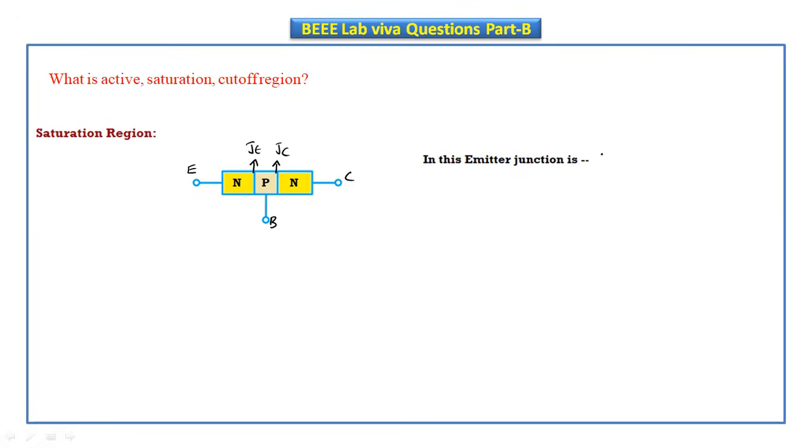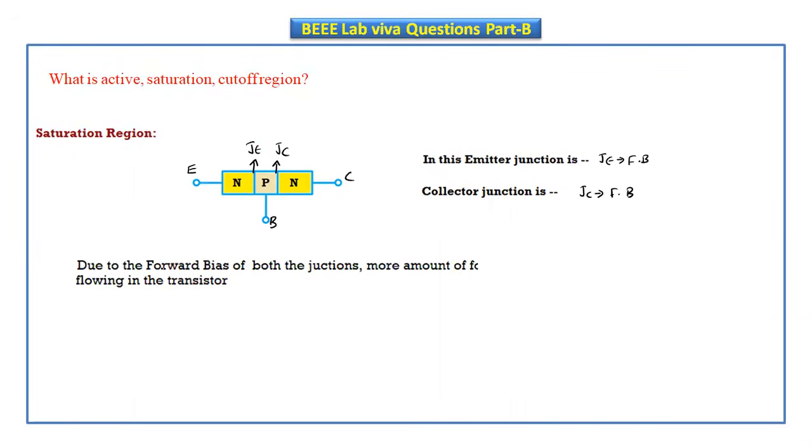In the saturation region, the emitter junction is forward biased, and the collector junction, that is JC, is also forward biased. As both the junctions are forward biased, the transistor acts as an on switch. Due to the forward bias of both the junctions, a large forward current flows in the transistor. The resistance is very low, so we get the on switch. That's why the transistor acts as an on switch in the saturation region.